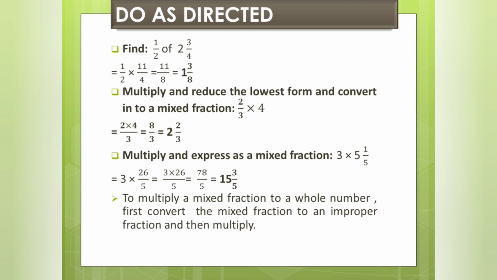So in conclusion, we can say that to multiply a mixed fraction by a whole number, first convert the mixed fraction into an improper fraction and then multiply.